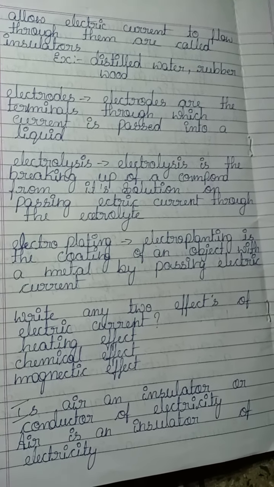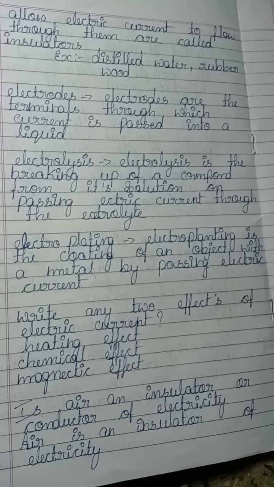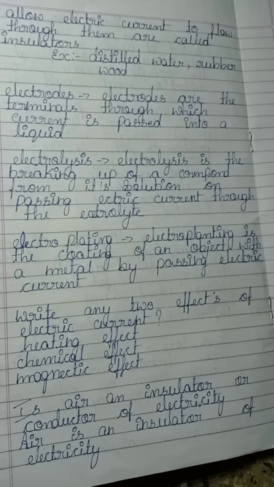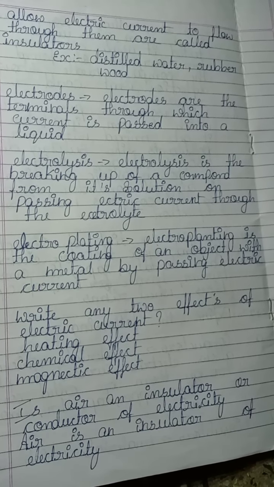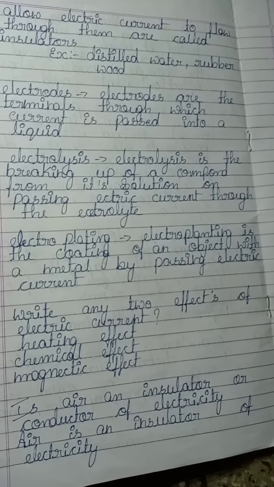Okay, so next, electroplating. Electroplating is the coating of an object with a metal by using electric current.